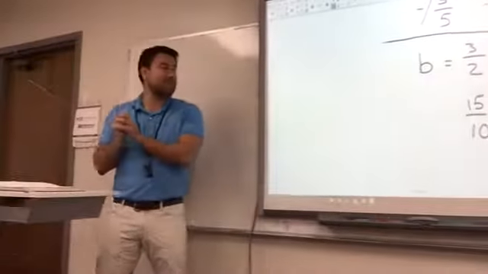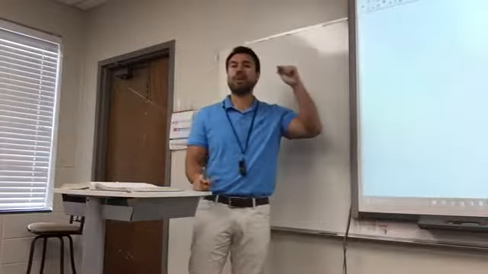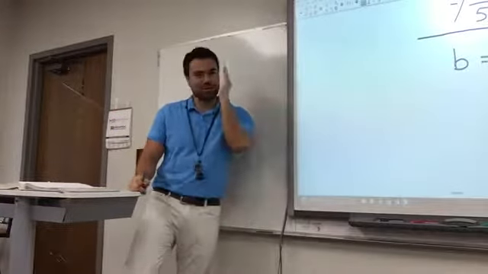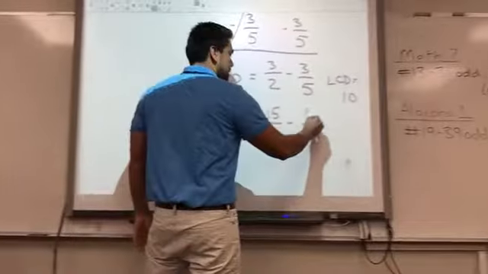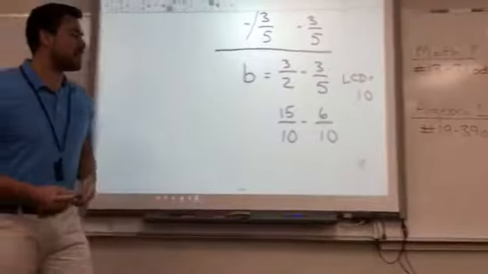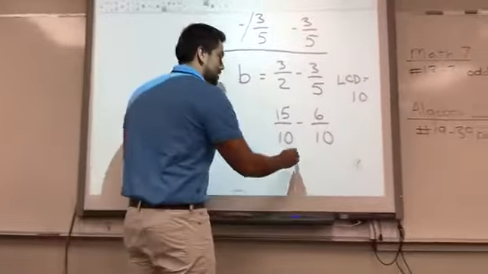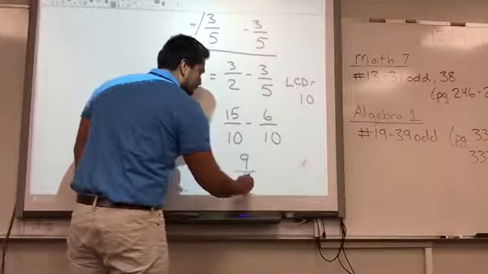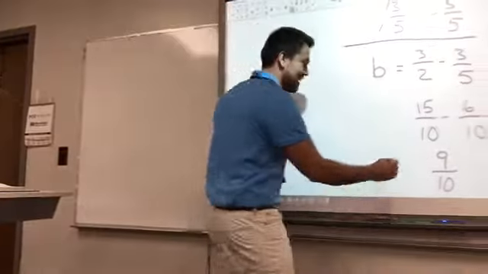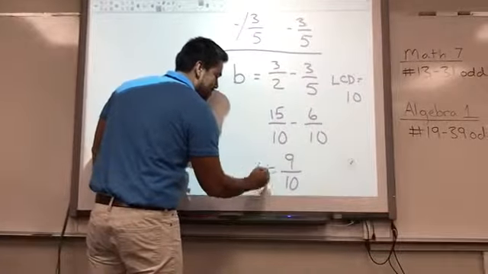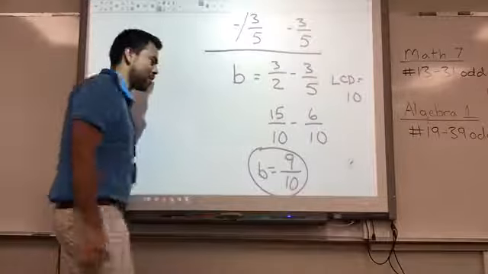What do I multiply 3/5 by to get a denominator of 10? Give me the correct answer here, Elizabeth. 2/2. Yep, 2/2, which gives me 6/10. 15/10 minus 6/10, 9/10. So 9/10 my answer, right? No, B. Well, the number part's right. Yes, the numerical part's right.